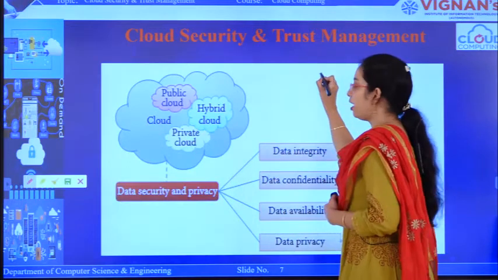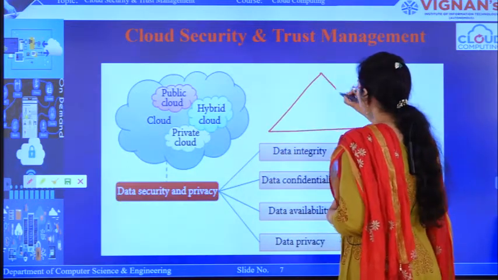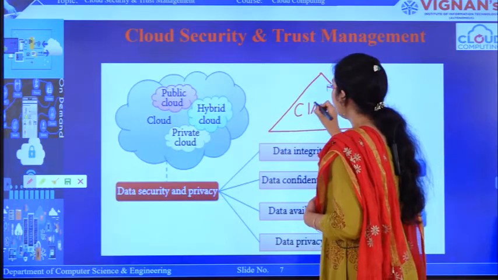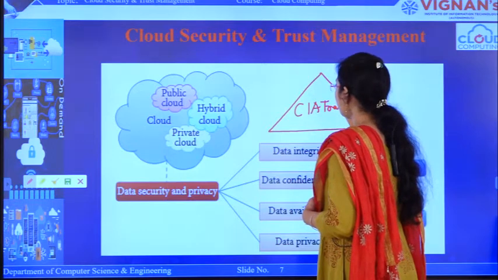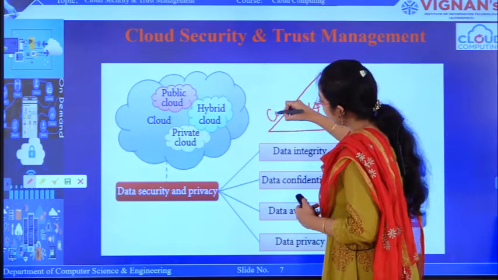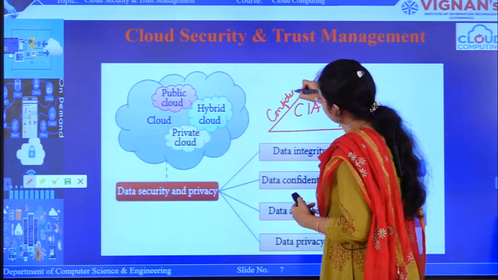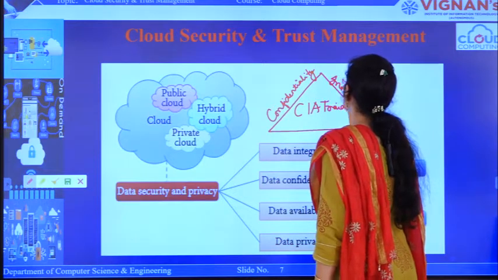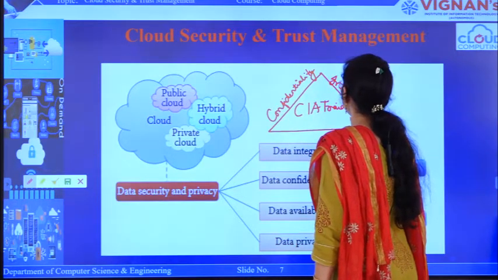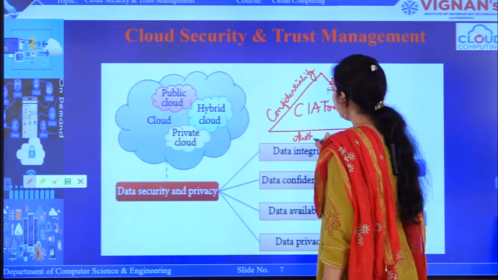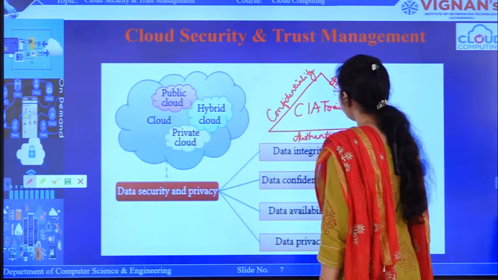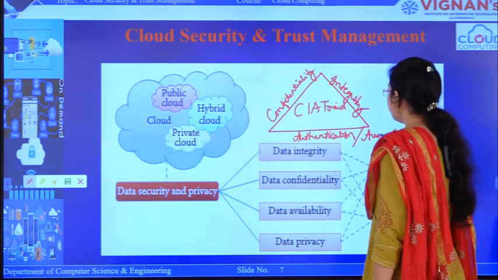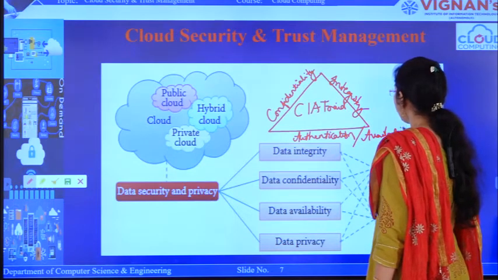So, in order to have any network transactions from the cloud, or for processing and accessing, we call it the CIA triad. So, what is that CIA? C is meant for confidentiality, I is meant for integrity and A is meant for authentication. Okay? Confidentiality, integrity and authentication. In some scenarios, this can also be known as availability, authentication or availability.